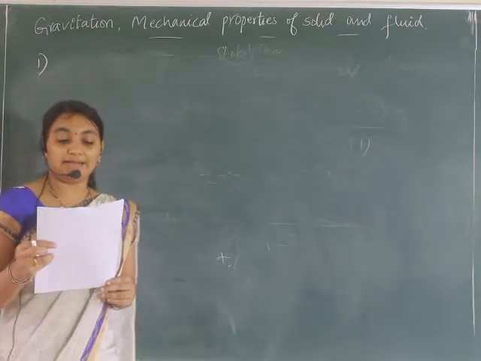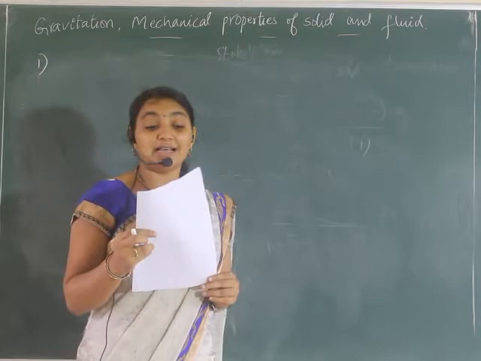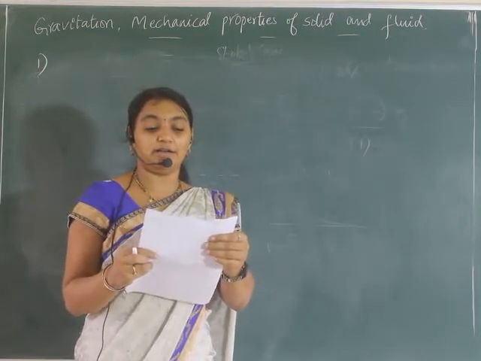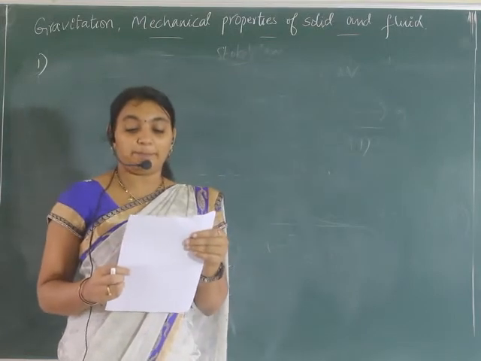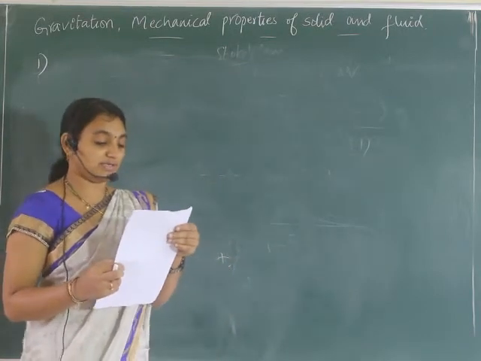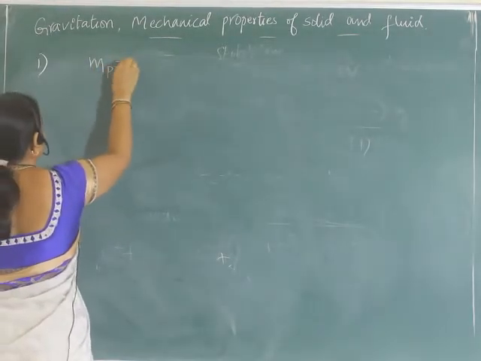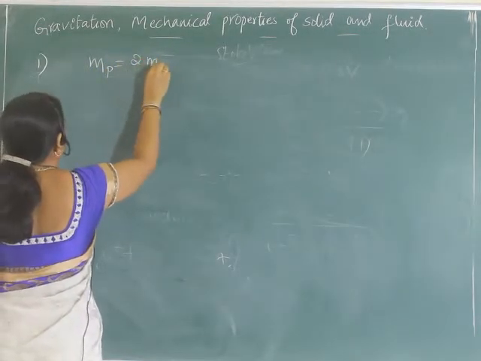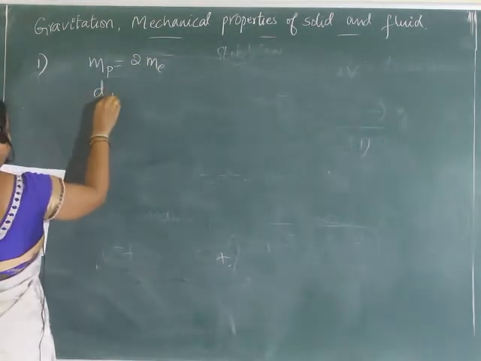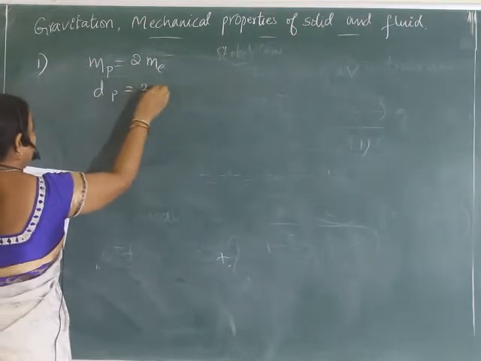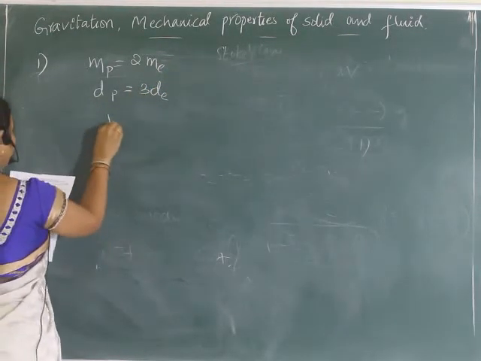The mass of a planet is twice the mass of the Earth and the diameter of the planet is thrice the diameter of the Earth. Then the acceleration due to gravity on the planet's surface is... So mass of the planet, I'll write it as MP, is twice the mass of the Earth. Correct? And diameter of the planet is thrice the diameter of the Earth. You have to give acceleration due to gravity.